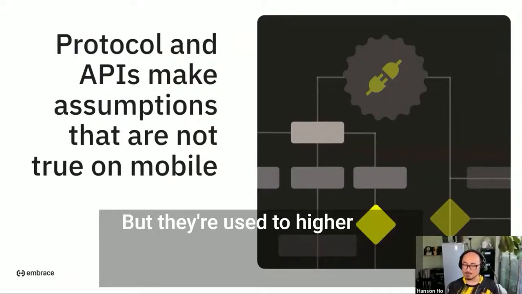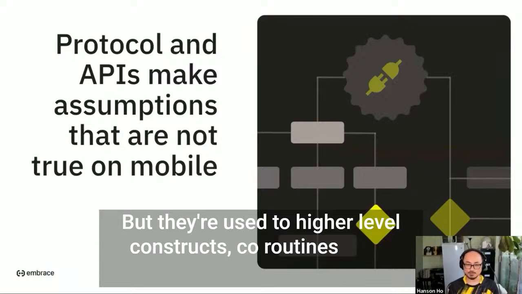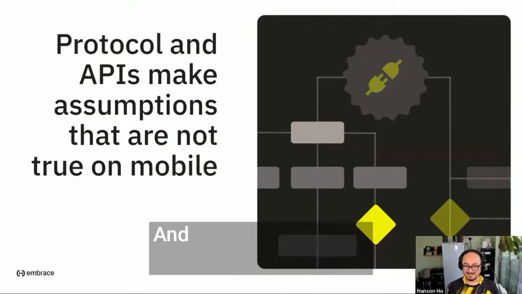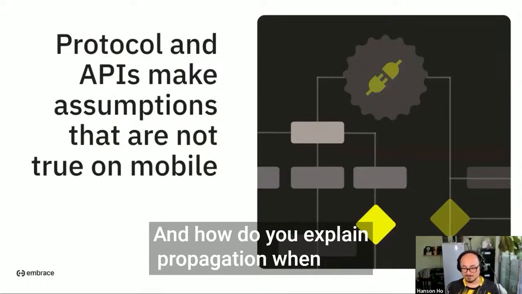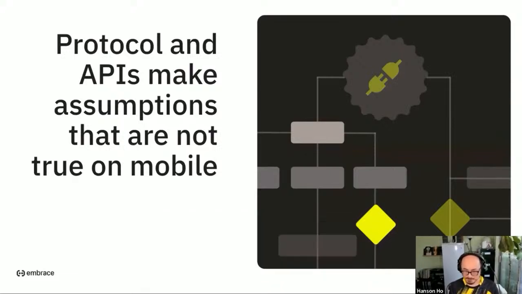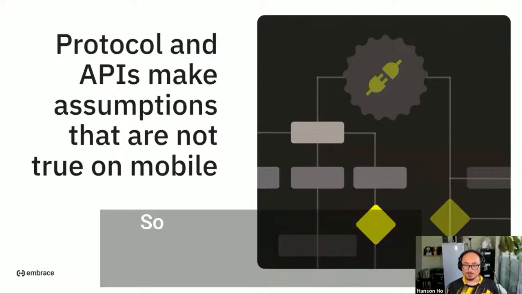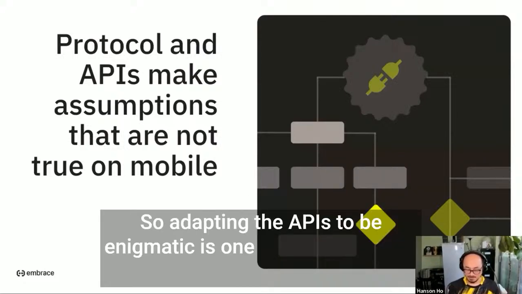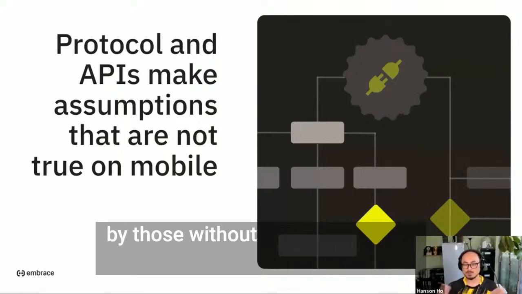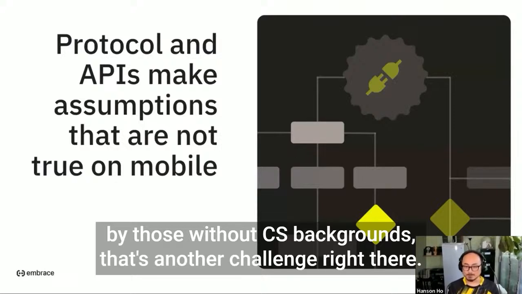They want to know why their stuff is slow. But they're used to higher level constructs like coroutines, and they don't really know about threads. And how do you explain propagation when they don't understand the existence of a thread? So adapting the APIs to be idiomatic is one thing, but making those concepts understandable by those without CS backgrounds, that's another challenge right there.